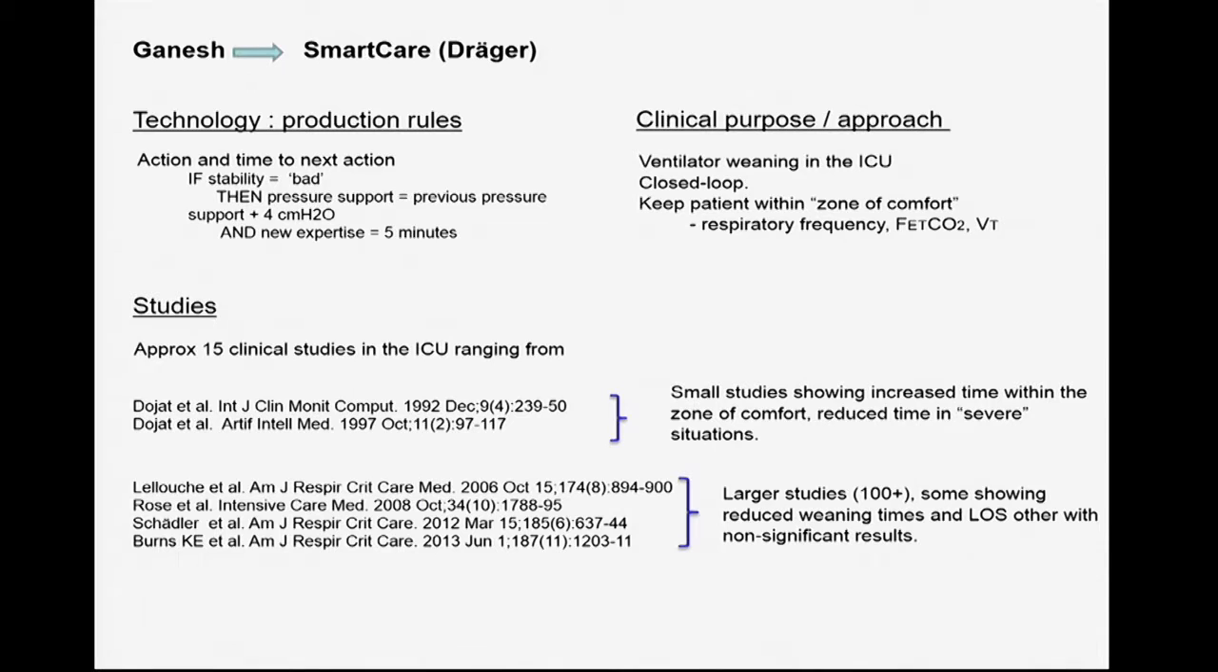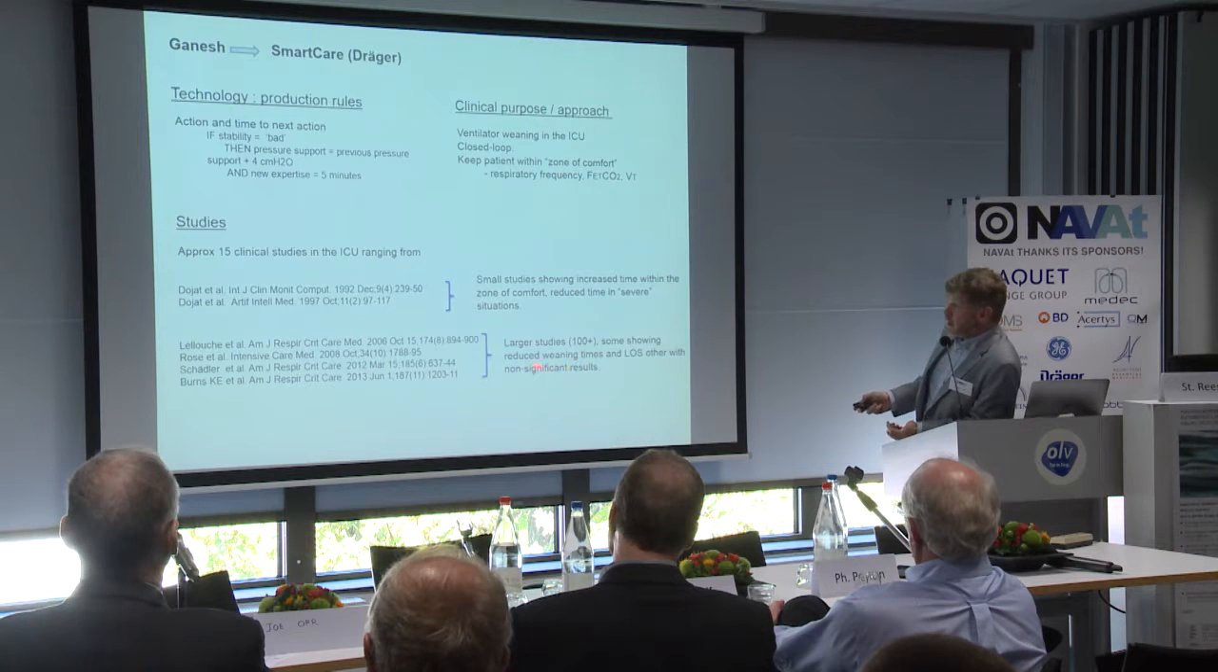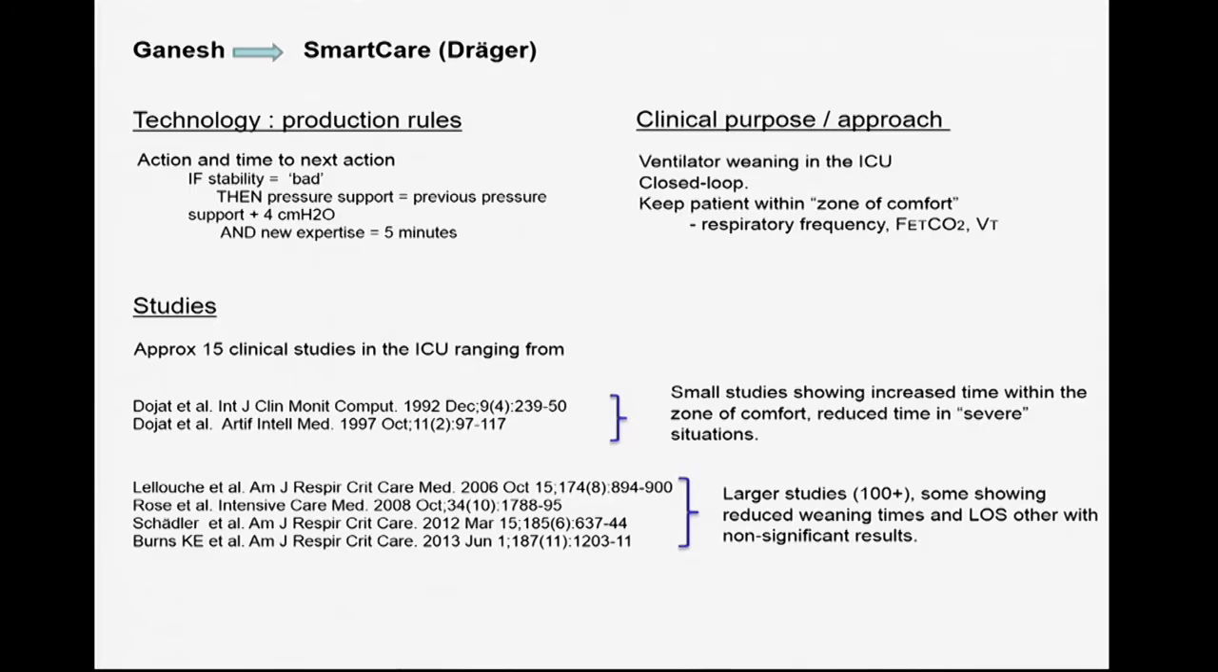It has quite a rich history in the literature, starting with the studies of Dojat and Brochard in the early 90s, which were small studies showing that if you implemented the system in intensive care, then you could keep the patient within the predefined levels of the zone of comfort. So it stabilized the physiology as defined by the system itself. And then more recent studies looking at larger scale, now that it's the smart care system, which have shown in some of the studies reduced length of stay and weaning times. So there's been a recent Cochrane report on this, agreeing with that, albeit based on relatively smaller data sets, I believe was the absolute conclusion.